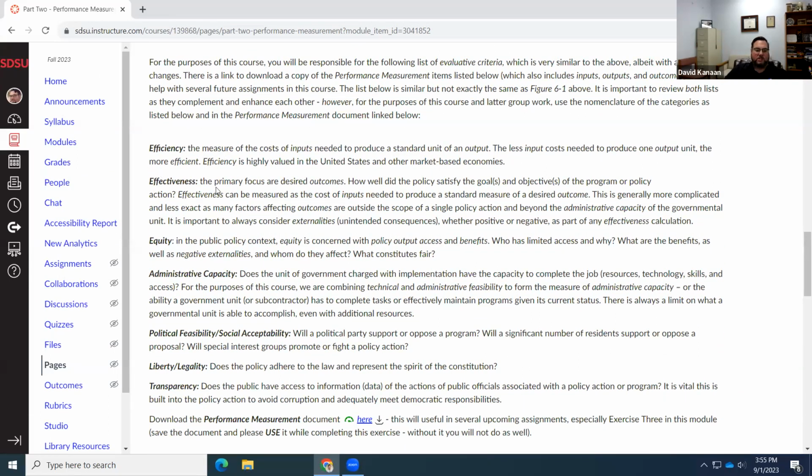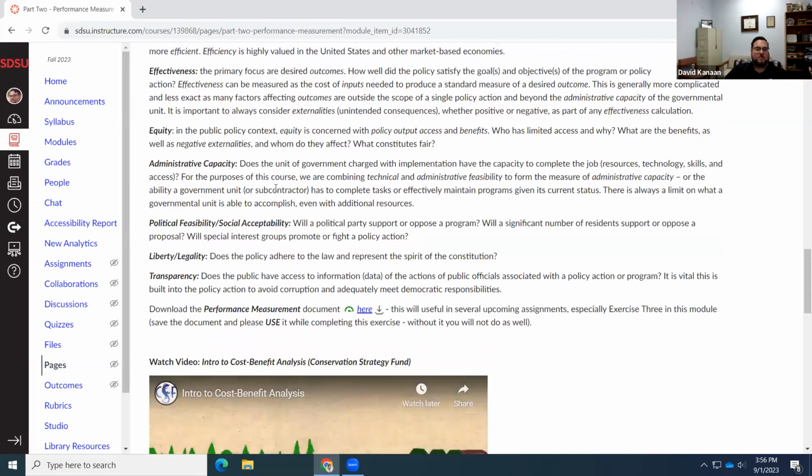So efficiency versus effectiveness, often this is confused because people will use efficiency to describe effectiveness. But efficiency for this course, just think of the number of inputs needed to produce one output. That is how you measure efficiency. Effectiveness is how is it actually meeting the goals of the program. So you can have something that's very efficient but not effective. And I give you an example in the lecture.